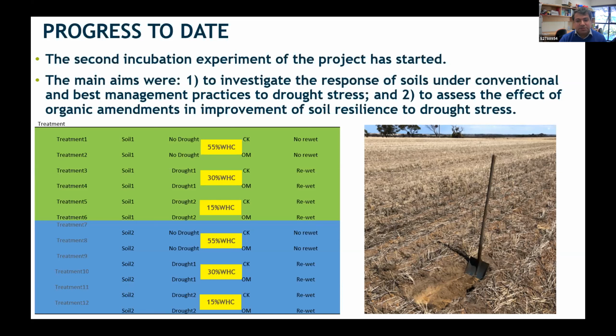The same as the previous experiment, we put them under stress to see how their functional properties change when they go under stress.